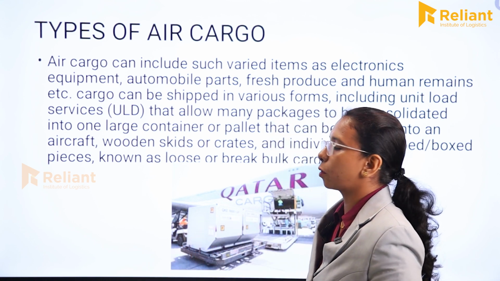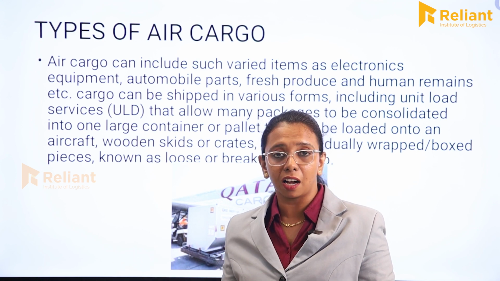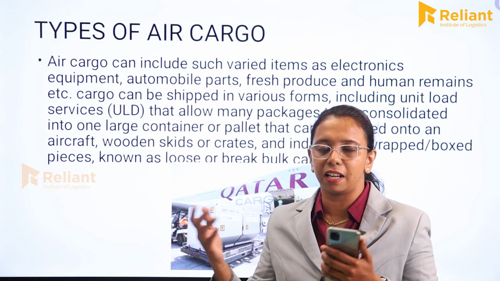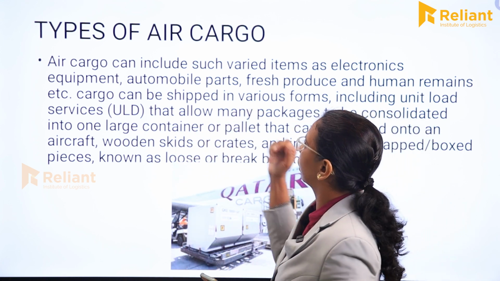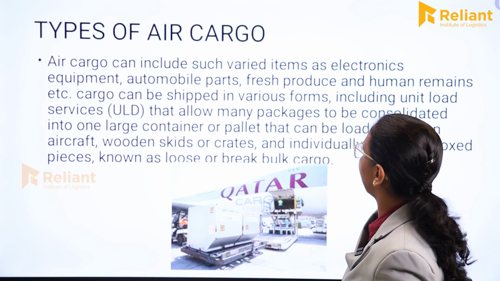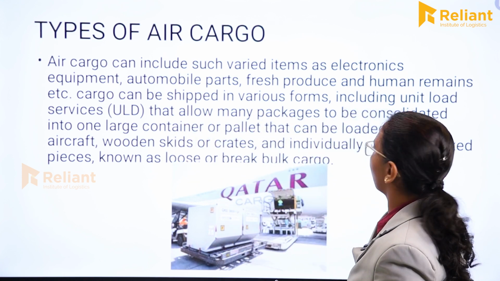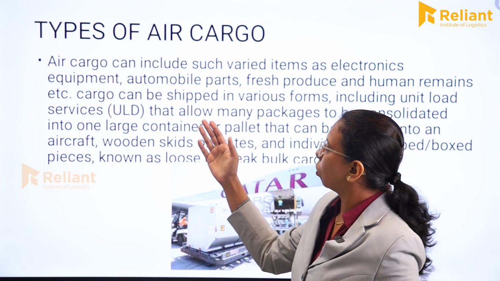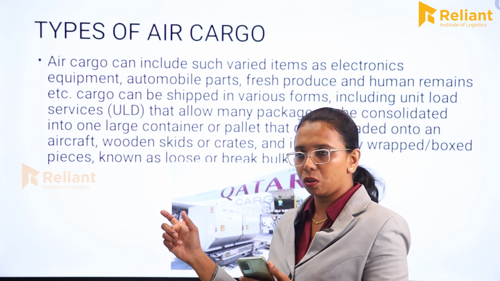So there are certain procedures which IATA follows for transporting a HUM on an airline. Okay, so we can see here air cargo can include such varied items as electronics equipment, automobile parts, fresh produce and human remains, etc. So human remains also come under major cargo.